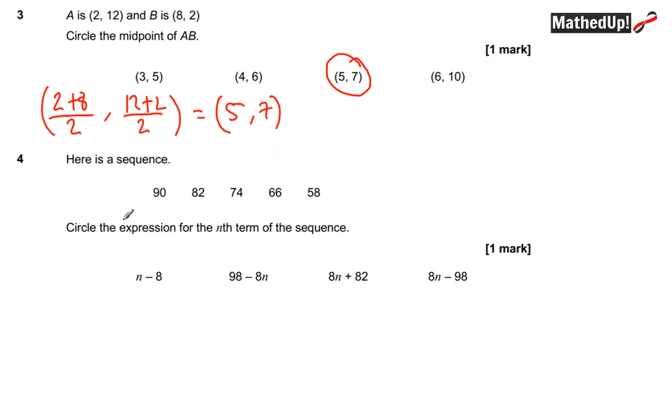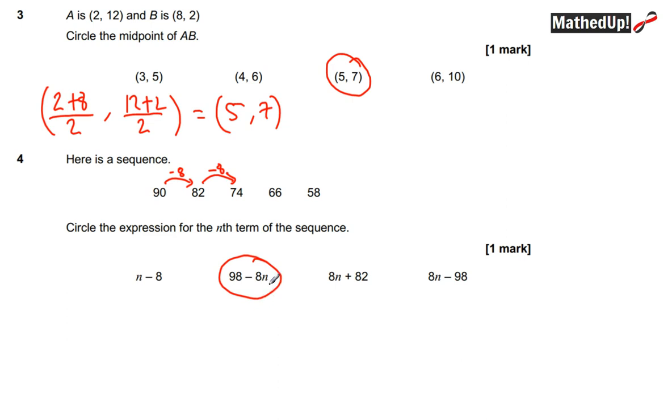Question 4. Here is a sequence 90, 82, 74, 66, 58. We want to circle the expression for the nth term of this sequence. So we can see that it's reducing by 8 each time, so it's going down by 8 each time. So we know that it's going to be something take away 8n. Okay, so it's our negative 8n times table, if you like. So it can't be that one, can't be that one, can't be that one, so it must be this one over here. Okay, let's just check.